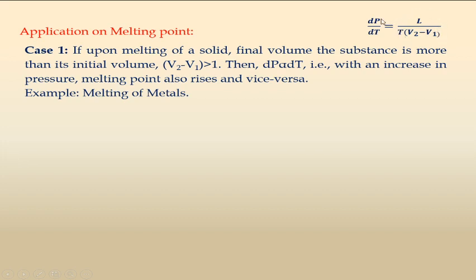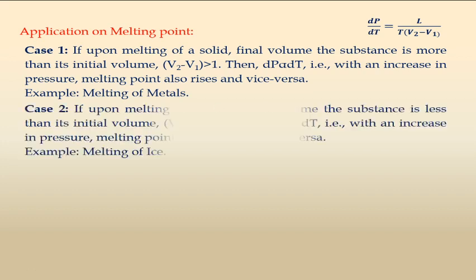So dp is proportional to dt. If you cross multiply, dp equals some positive value multiplied by dt. So dp is proportional to dt. In that case, with an increase in the pressure, melting point also rises. If you increase the pressure, melting point also rises, and if you decrease the pressure, melting point also decreases. So it is following the direct relation. An example is melting of metals. Metals also follow the same behavior.